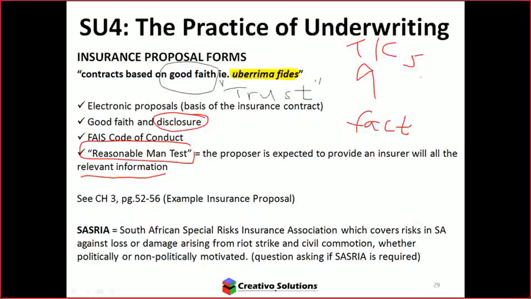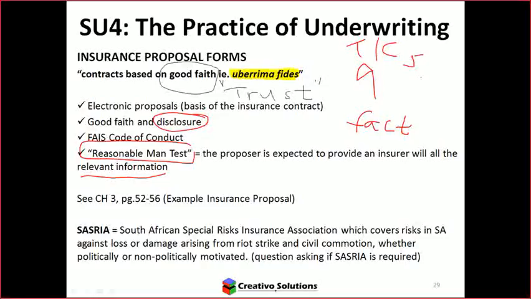What is SASRIA? SASRIA is an acronym that stands for the South African Special Risks Insurance Association, which covers risks in SA against loss or damage arising from riot, strike, and civil commotion, whether politically or non-politically motivated. Okay. Is SASRIA a compulsory benefit that you need to include on your contracts? So when you took out motor vehicle insurance, was it compulsory to take out SASRIA, or did they ask you to? I've never been asked to. Okay, it's normally a tick that you can include on the policy. Do you want to include SASRIA or not?